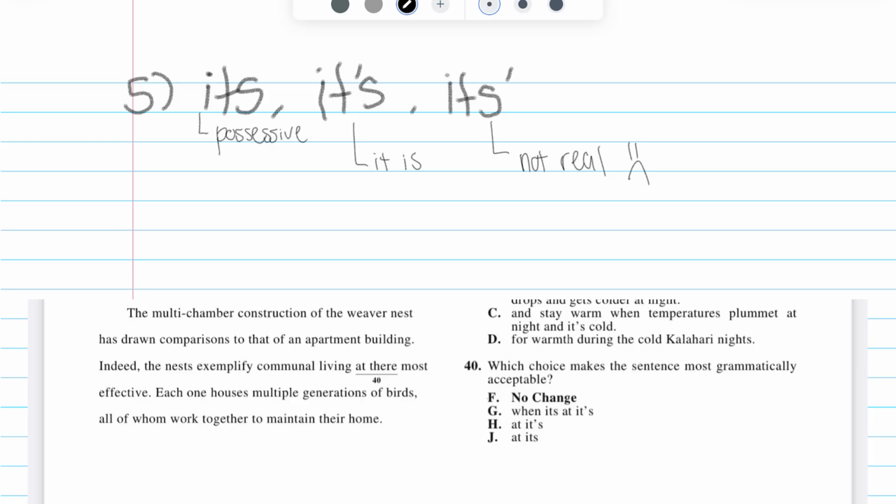So right off the bat, 40 is definitely not going to be F. It's a little bit awkward. And then you would test G, living when it's at its, or when it's at it is most effective. That one is a hot mess and even hard to read aloud. Then H is at it is effective because of that apostrophe, and that one is awkward. So it's going to be J, at its most effective.